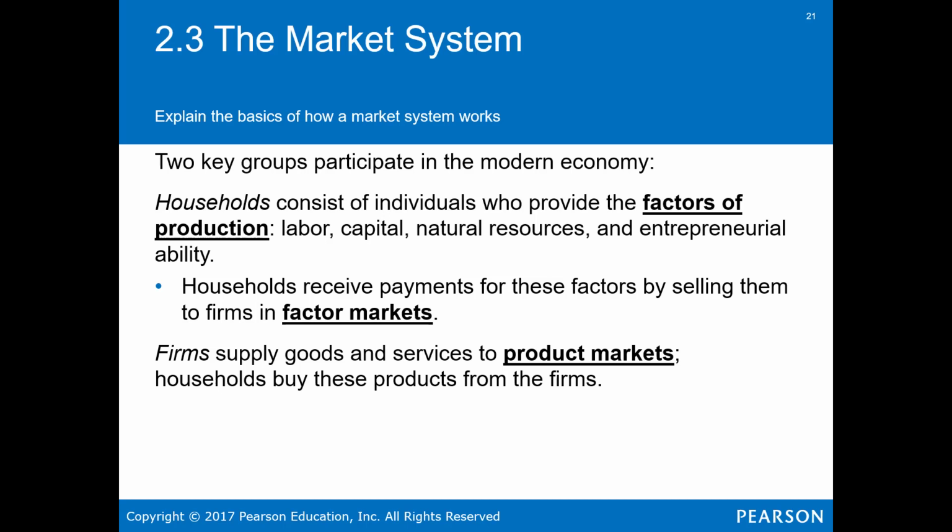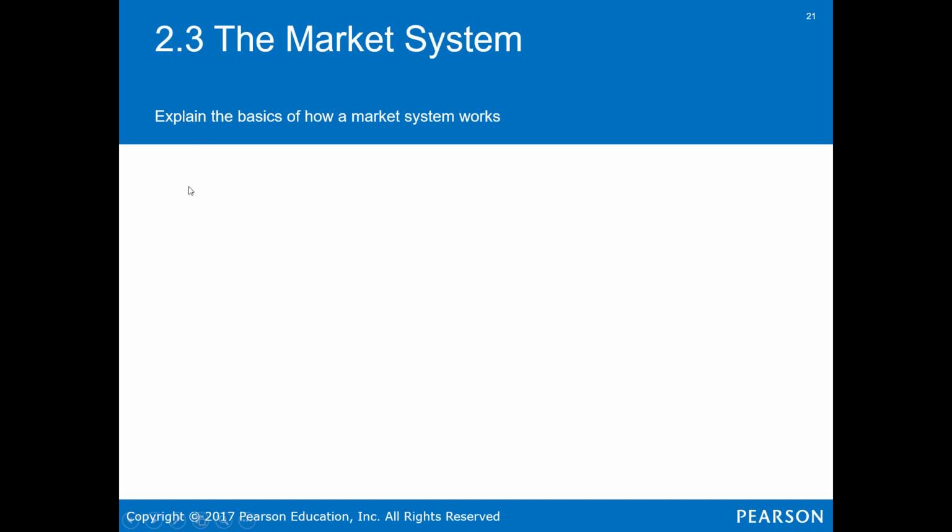This is where we sell our labor or resources. Firms supply goods and services to product markets. Households buy these products from the firms.